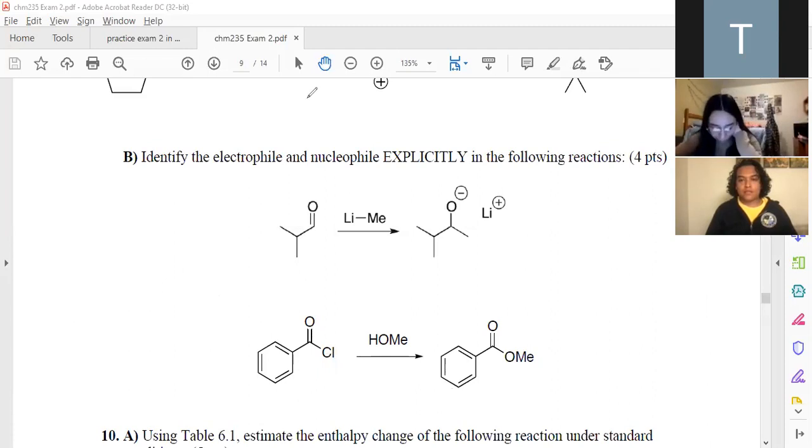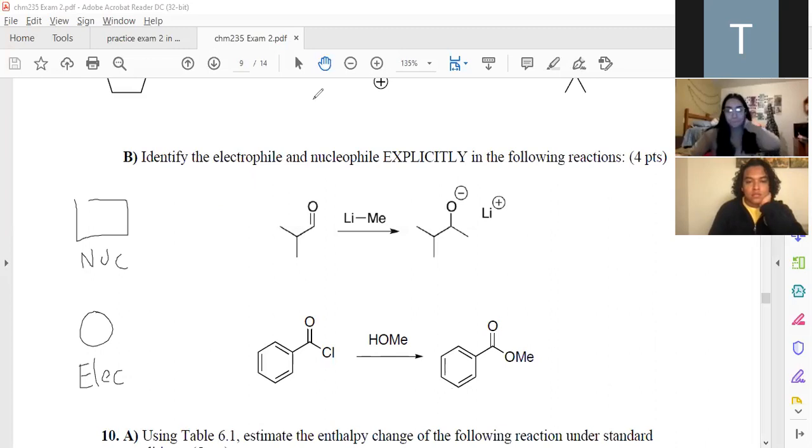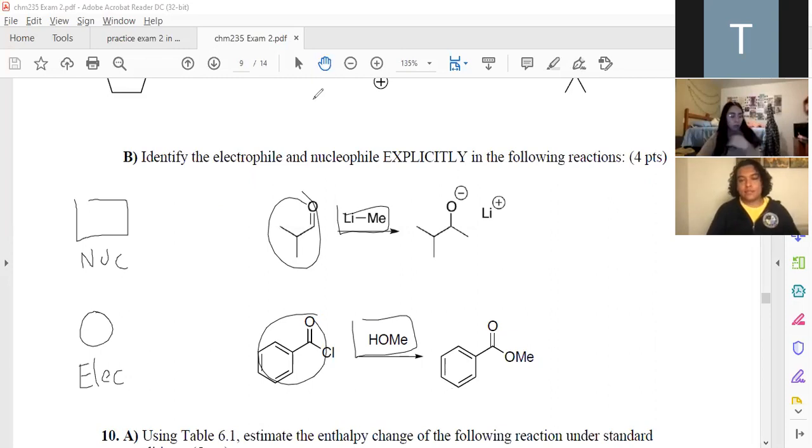So for those of you viewers at home, we're going to say a box is a nucleophile, and we are going to say a circle is an electrophile. So our nucleophile is going to be, in these cases, both of these here. Our nucleophiles are going to be these species here. Okay, does that make sense? It's what is adding to it, right?